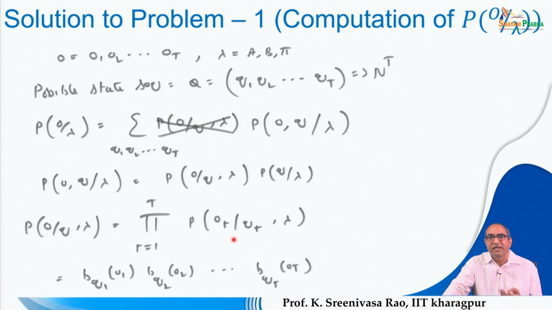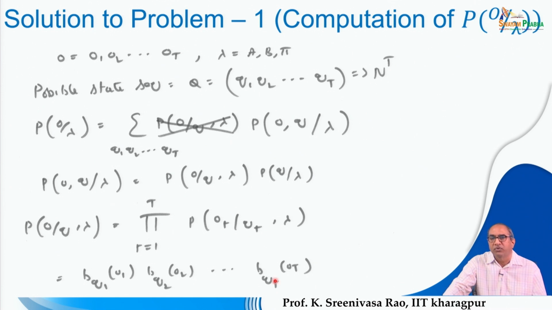What is the probability of O given qt? It means the probability of the observation symbol at a given state. This is nothing but the symbol probability, which is what we have defined. So, the product of these T symbol probabilities can be written as: at t equals 1, it is in state q1, which can be any one of the N states, the probability b q1 o1, b q2 o2. These are the symbol probabilities at the respective states.